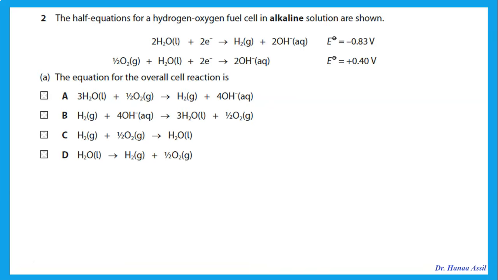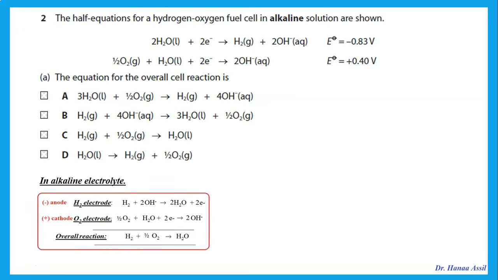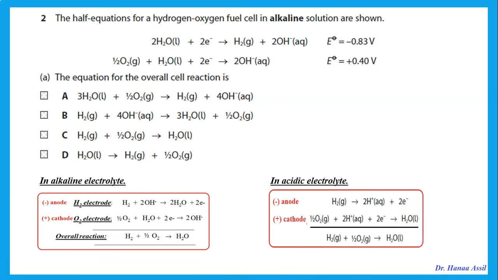Question 2 says the equations for a hydrogen-oxygen fuel cell in alkaline solutions are these. The equation for the overall cell reaction is what? Remember that we have reactions for the hydrogen-oxygen fuel cell in alkaline electrolyte, and we have reactions in acidic electrolyte. But for both of them, the overall reaction is what? The overall reaction is hydrogen plus oxygen to give water. That is the overall reaction.